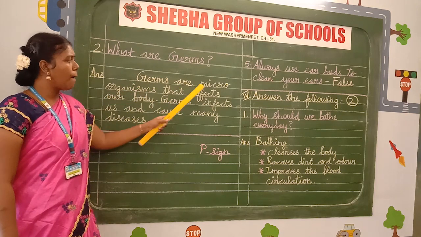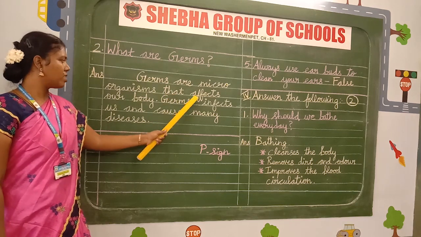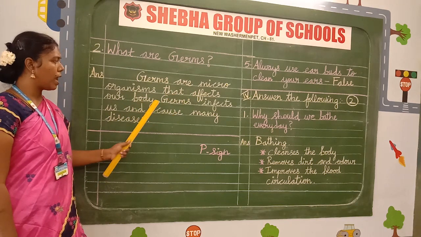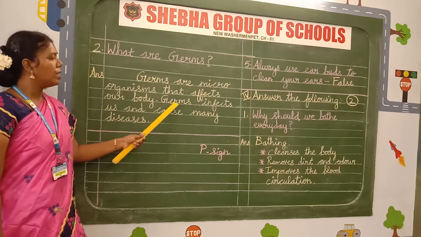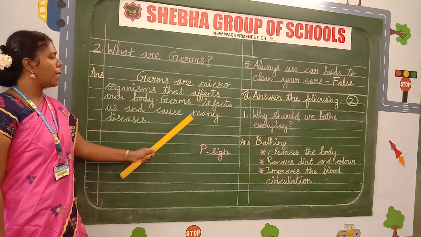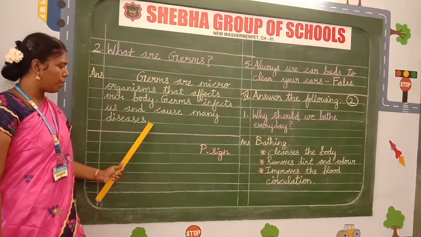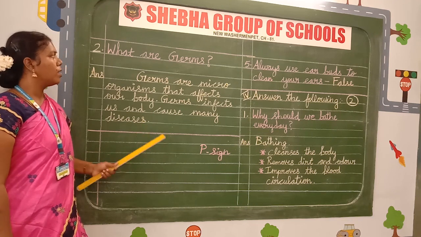Germs are microorganisms that affect our body. You can give the full stop here because it is the first point. Then the second point: germs infect us and cause many diseases. Then put the full stop. Okay, when you are at the ending, you can give the full stop here. This is the second question.